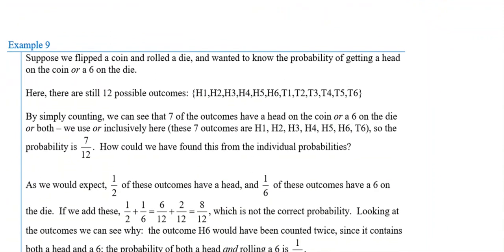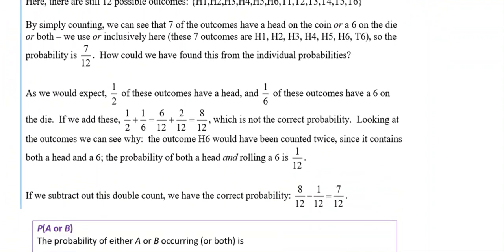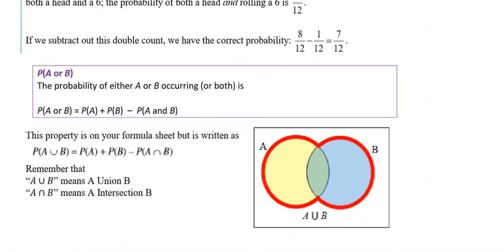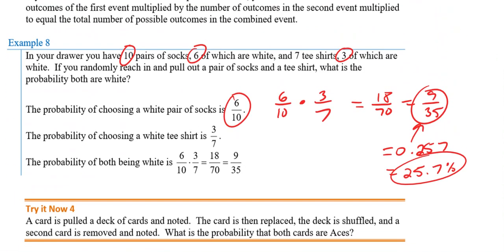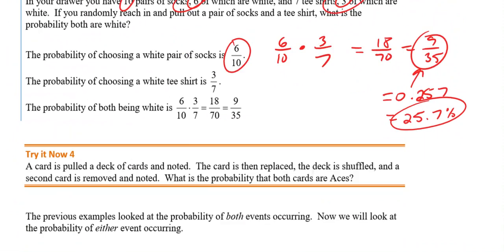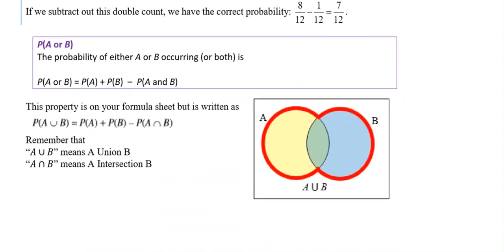Let's go to example 9. This is kind of just getting us into OR probabilities, but I'm going to jump right into it. So the last one, remember, was probability of A and B. So the probability of getting white socks and white shirts, right? That was AND probability. Now what we're going to be doing is OR. So the probability of getting white socks or white shirts, right? So this is like one or the other.